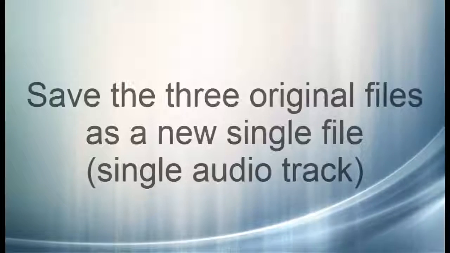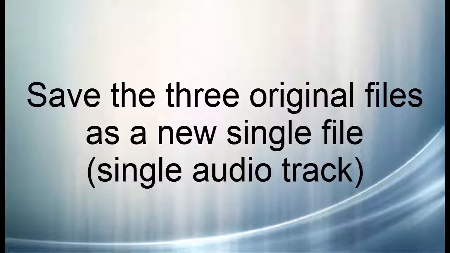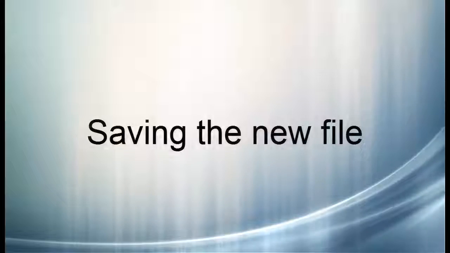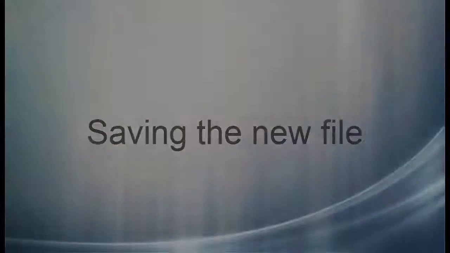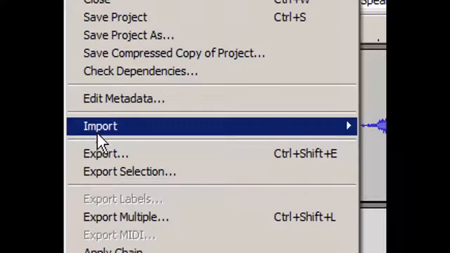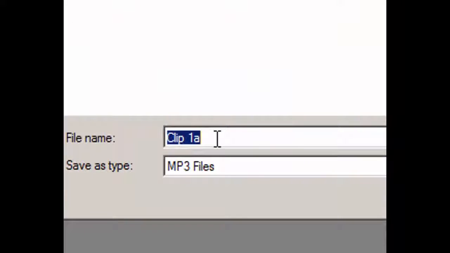When you are satisfied with the positioning of the 3 tracks, you'll want to save the 3 files as a single file. In other words, as a single audio track. To save the new file, click on File and then click on Export. Then name your new file. In this example, the new file will be named Final Cut.